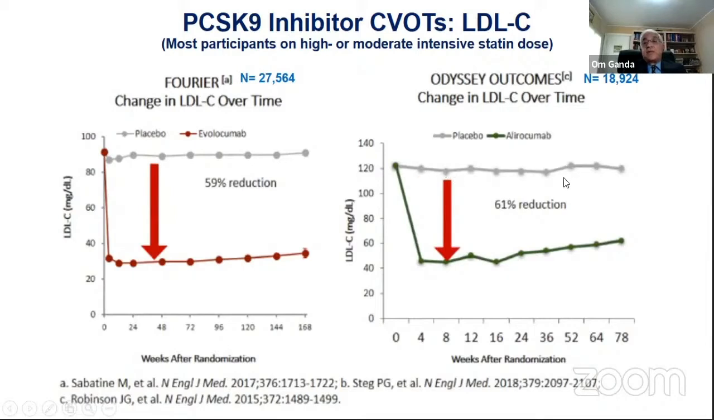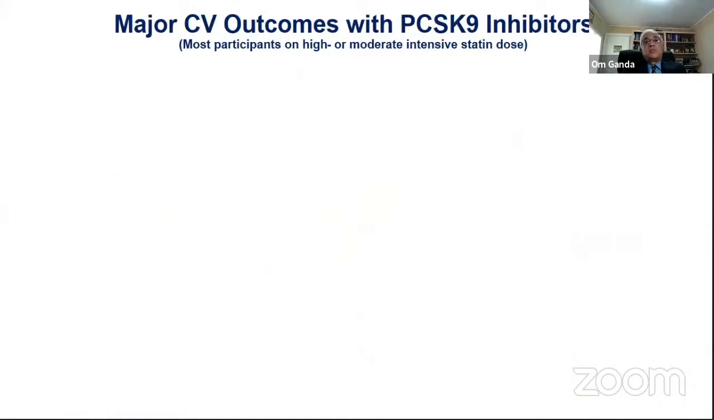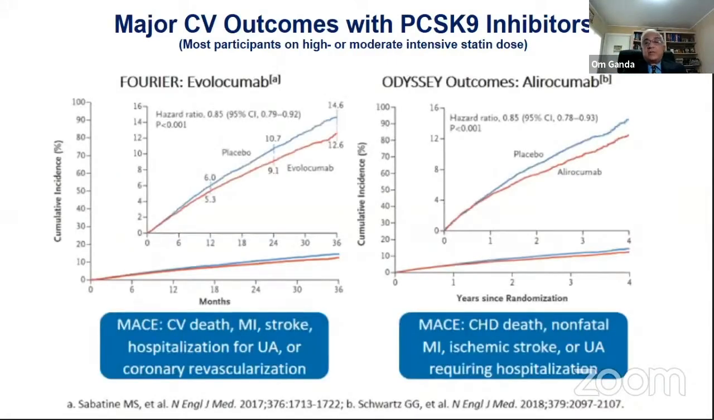So these kinds of numbers were never seen before, the first time that we could see lowering of LDL cholesterol to that level. With that approach, this is what happened. Both of these studies were published a few years ago. And the evolocumab trial showed over the course of about 2.5 years, about 15% reduction in major MACE events, and actually 20% reduction in the 3-point MACE event, not shown here. Exactly the same thing happened with alirocumab. It's amazing how exactly the same, 0.85, 0.85, and same 20% reduction.